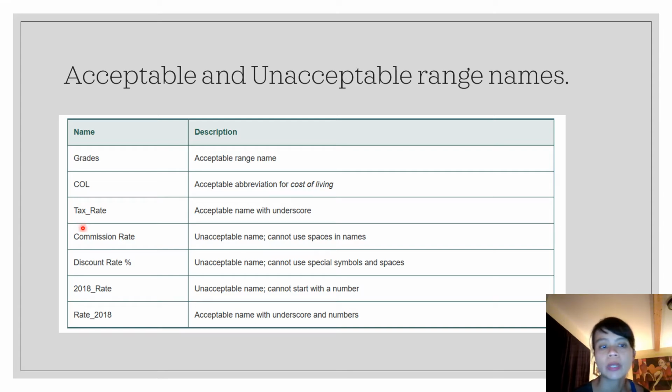Okay, so an underscore. Commission rate, unacceptable. It's using a space, so no. Discount rate, again, it's using a special character, percentage, here and also spaces, just bad. And 2018 rate, no, not acceptable because it starts with a number. You must start with a letter or an underscore. Rate_2018, so this will work. It starts with a letter, has an uppercase, that's fine. Has an underscore instead of a space, and has numbers at the end. You can use numbers, you just can't use them in the beginning.